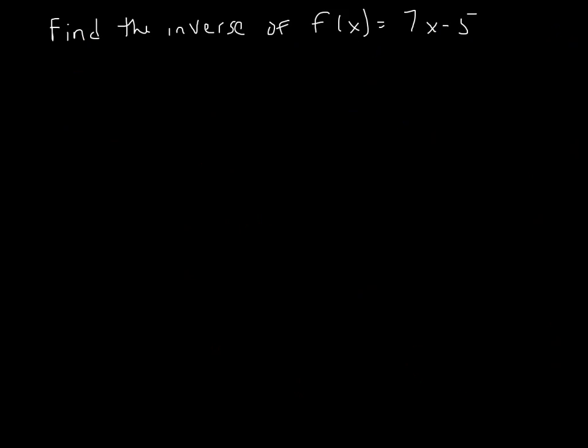Now, when it comes to finding the inverse, okay, it's a very simple process. Remember at the beginning, I said when we've got inverse functions, the domain and ranges switch. Okay, so think about which variables represent domain and range. So the first thing we're going to do is take the f of x and replace it with y, so that it goes back to an equation: y equals 7x minus 5.